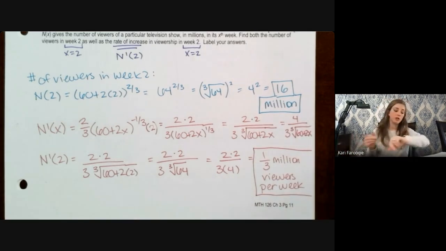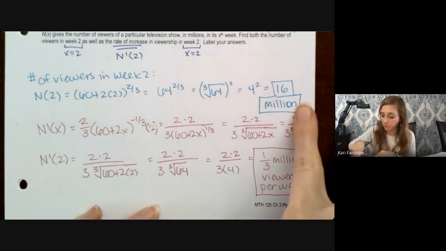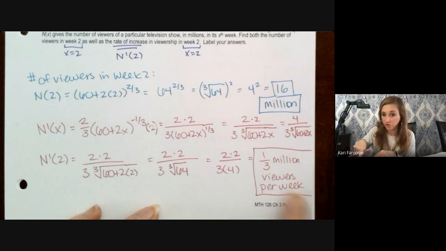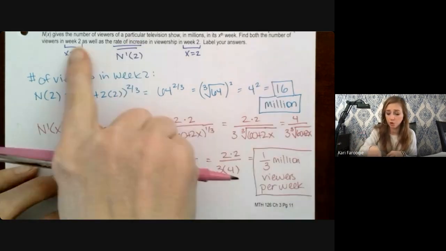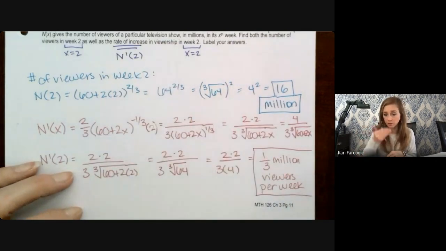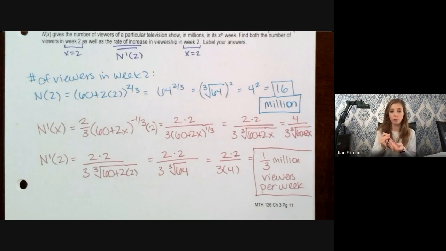Remember, when you're putting your units on these rates of change, you don't just need a number, but you need a number per some other unit. So when we're answering the change in viewership, you need to think about the change, well, how often? And remember that we're talking about the change per week. So every week the viewership is changing. So you found 1/3 million viewers, but per week.